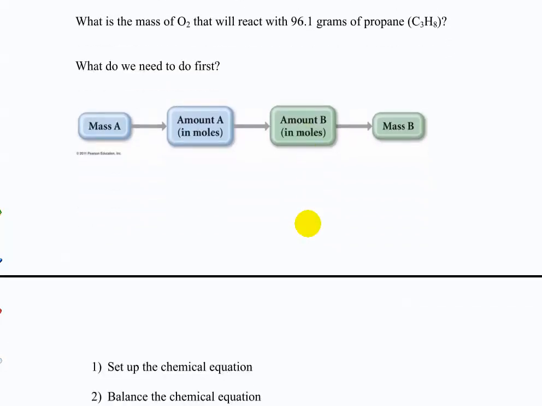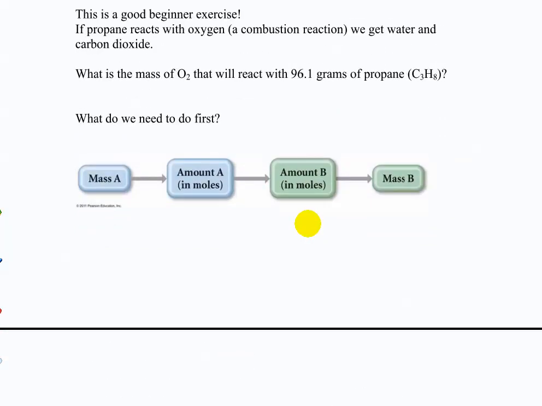So the equation is what we've just been working on. Propane, which I'll tell you is C3H8, reacts with oxygen to produce water and carbon dioxide. Now we need to balance it. Why do we need to balance it? Because as written, this means that one molecule of propane reacts with one molecule of oxygen to form one molecule of water and one molecule of carbon dioxide. And that can't be the case, because that means that two atoms of carbon would have just disappeared. Okay. So we have to balance this.